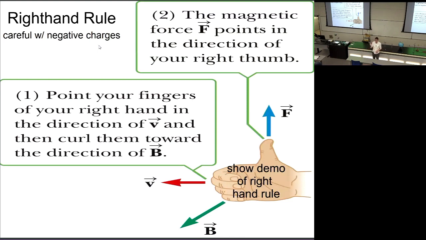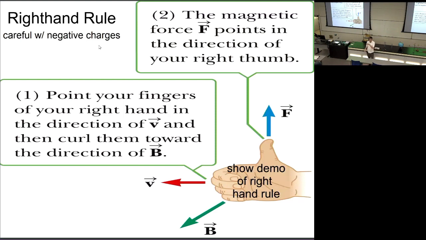The rule is called the right hand rule. Make sure to use your right hand. You get everything reversed if you use the left hand. I'm a lefty, but you've got to use your right hand here. There are various versions of this rule too. I'm going to show you one in the book. I think they show you more, so you can pick the one you like. But I'm going to show you this one.